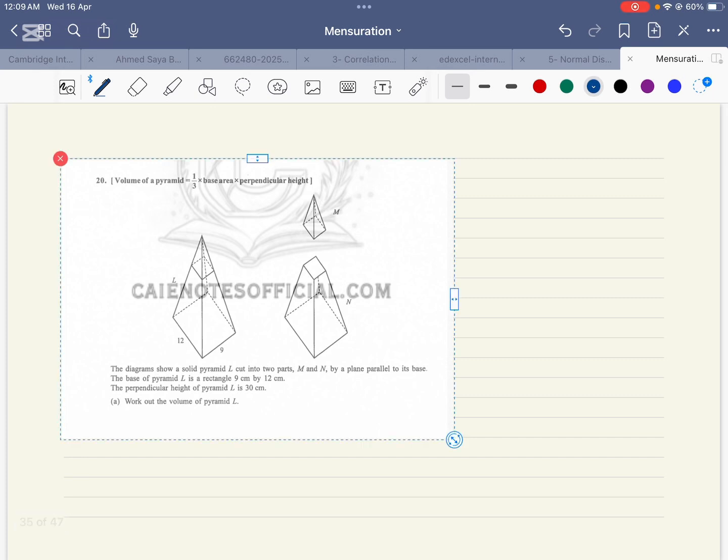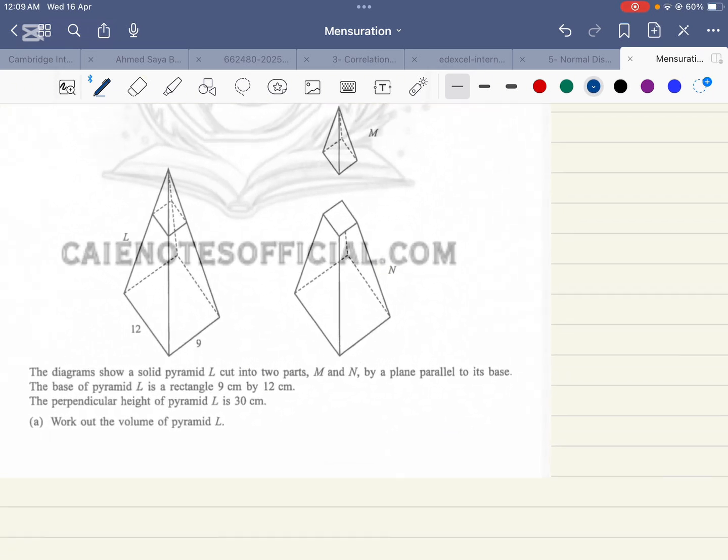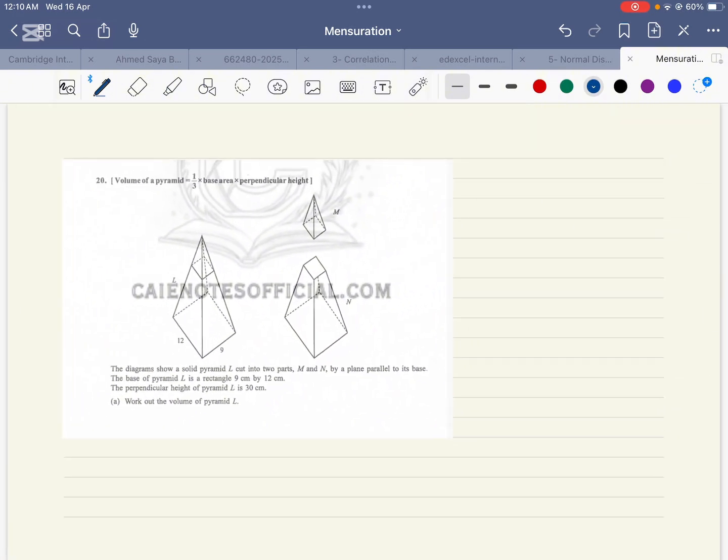Moving on to the next question. The question says the diagram shows a solid pyramid L cut into two parts, means it's like a frustum that has been cut out of a pyramid. Then it is cut into M and N by a plane parallel to its base. The base of pyramid L is a rectangle 9 by 12. Perpendicular height of the pyramid is 30. Work out the volume of pyramid L. Entire pyramid L, we have to calculate the volume.